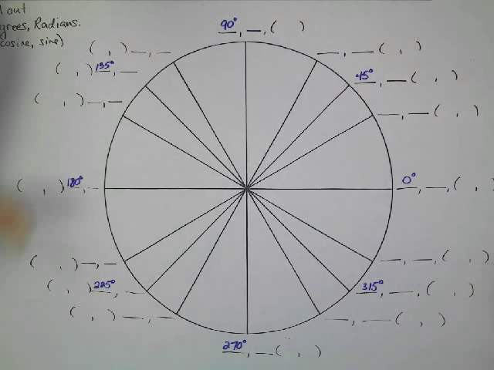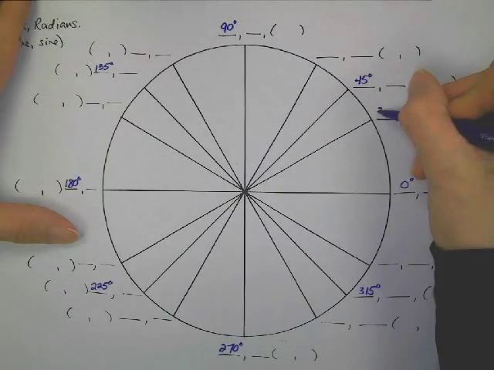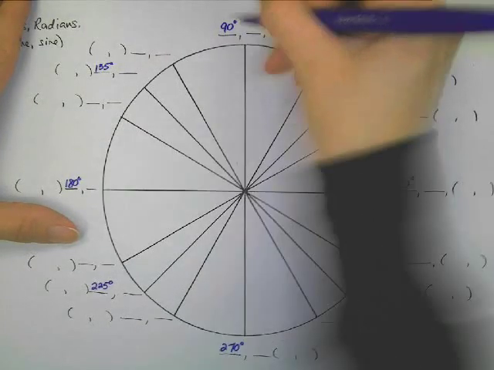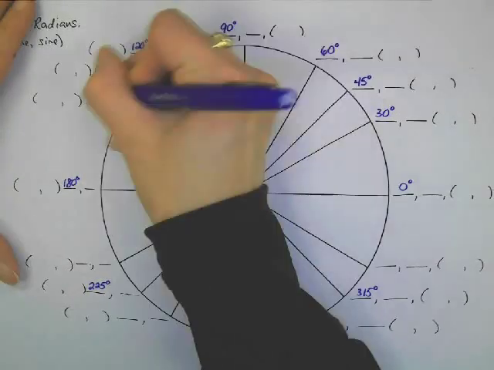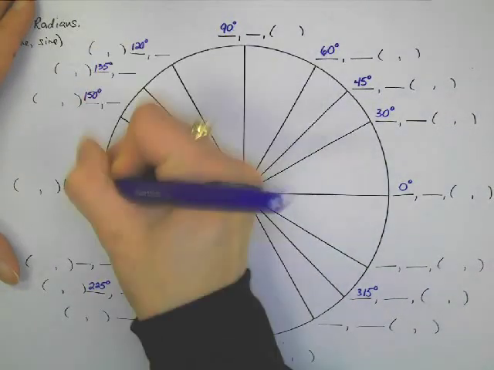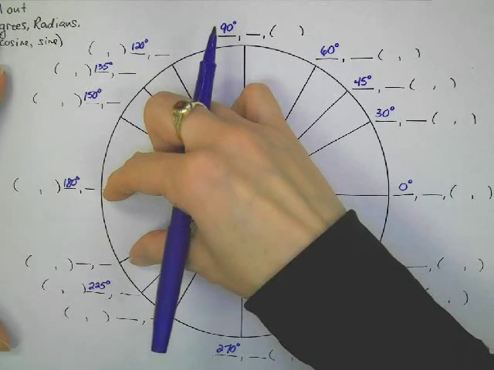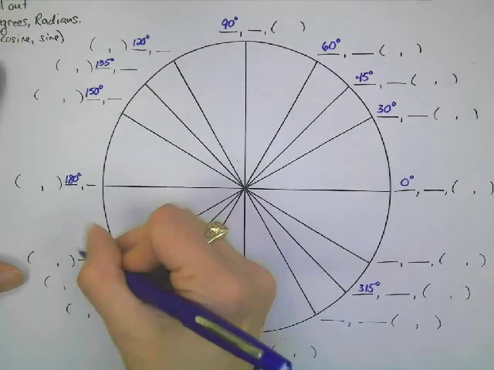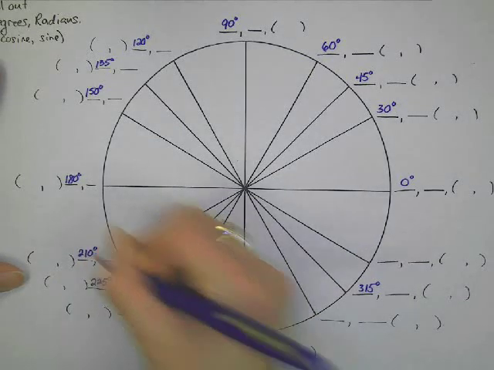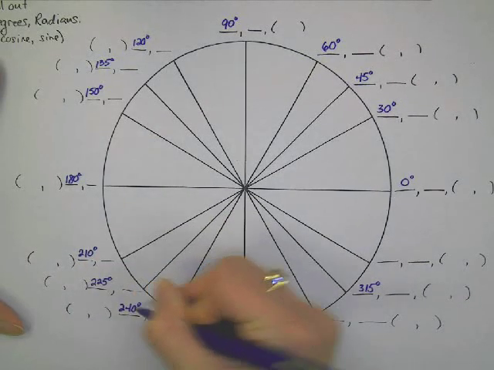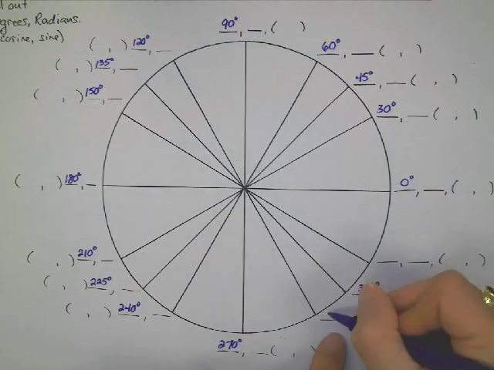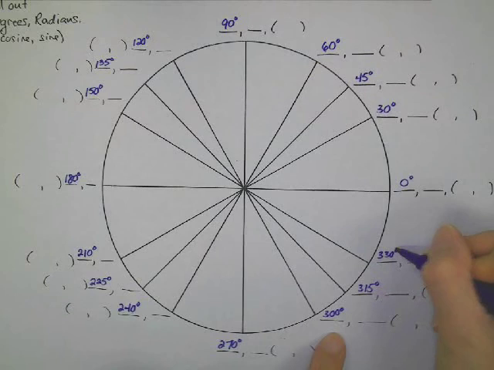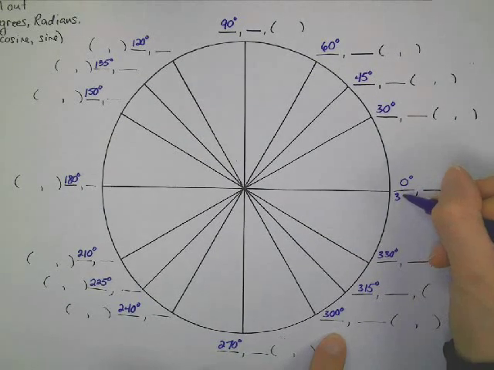Now let's go ahead and do the 30s. So we've got 30, 60, 90, 120, 150, 180. Every this much of the circle is 30 degrees. So we've got 210, 240, 270. We've got 300, 330, and if you go all the way back, 0 is also the same place as 360.